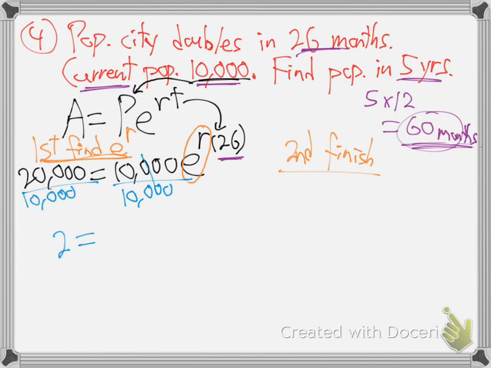Boom, that's 2 equals e to the r times 26. Good so far? Divide by 26 on both sides. Exactly, yeah, because we want e to the r, don't we? See what we want? I want to get this piece right here alone.